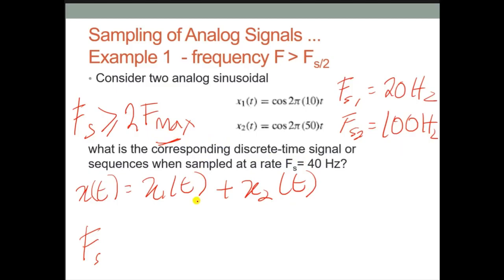So when you have a combination of signals, you must look at the highest frequency in that combination, which is x2, and then you multiply that signal frequency by 2, and you get your Fs. So in this case, it is bigger than or the same as 100 Hz for a combination of both signals. Okay, you understand? Right.